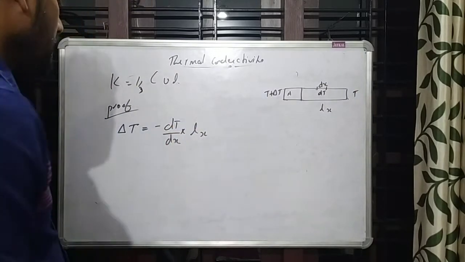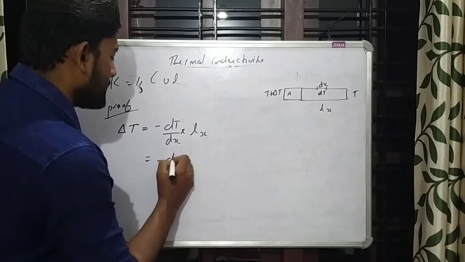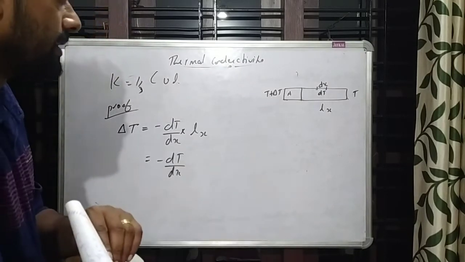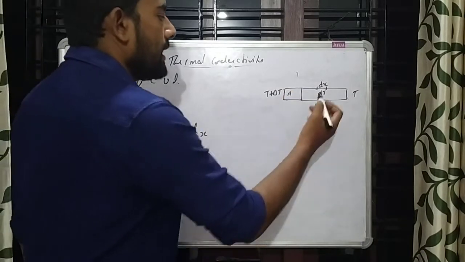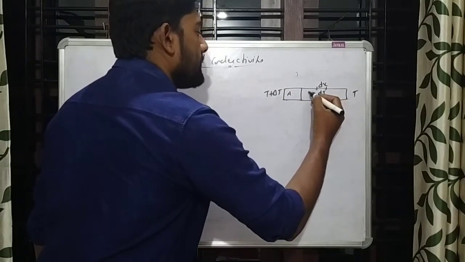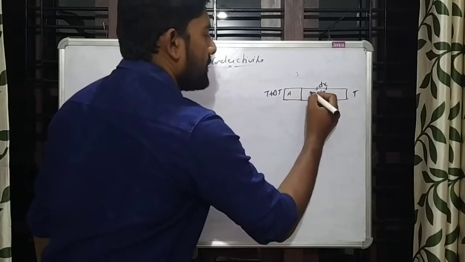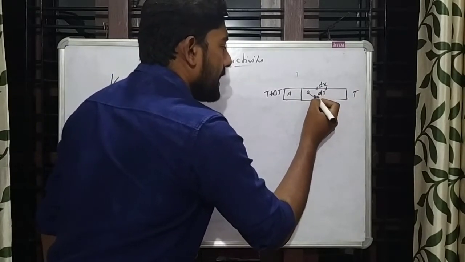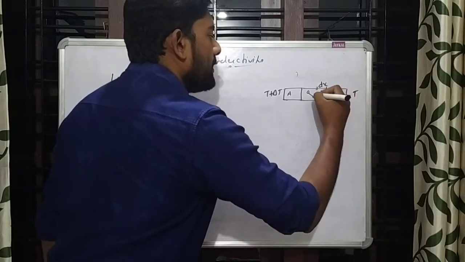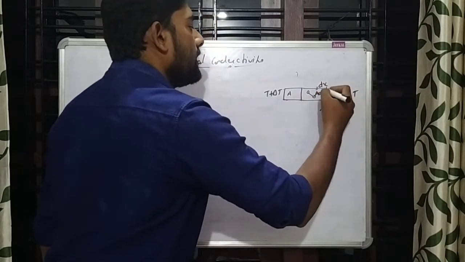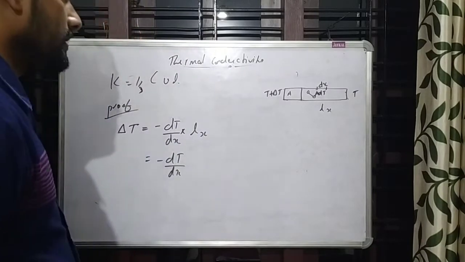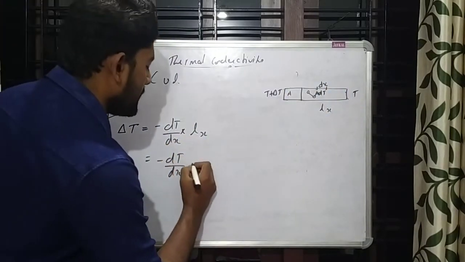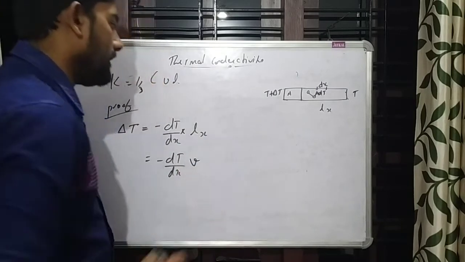Actually we are comparing with the kinetic theory of gases, and we are considering the energy transfer by some particles, and that particle will not move straight. That particle will collide with another particle, and that will collide with another particle, and finally that will reach here. So we are considering the particles like that, and the velocity v is taken.